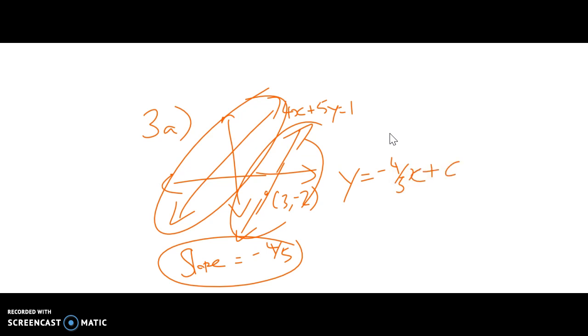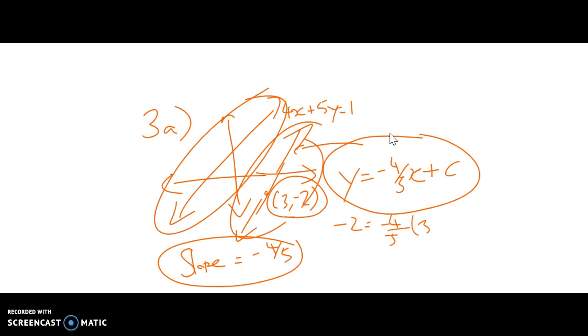Now, what's the problem? We have 3 unknowns. No good. But look, we've got a point. We know that this is the equation of this line, so we can simply sub the point into here. So we're going to go negative 2 equals negative 4 on 5 times 3 plus c. And then you can find c and you're happy. Alright, happy days.